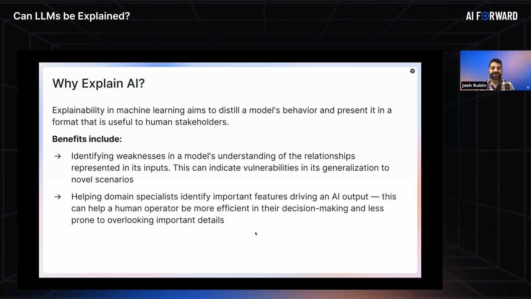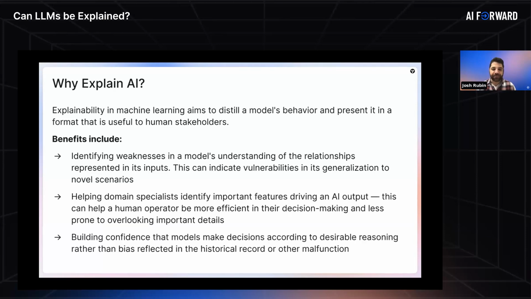It can help domain specialists identify important features driving a model's output. So this is the human in the loop use case. This is when a human being is having their own skills augmented by working with the machine. So it can help a human operator be more efficient in their decision-making and less prone to overlooking important details. It's super helpful to know the why in model reasoning.